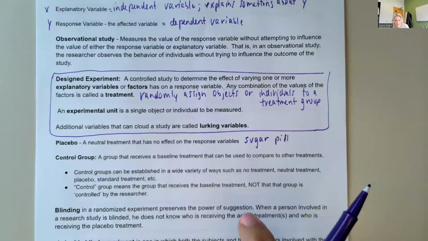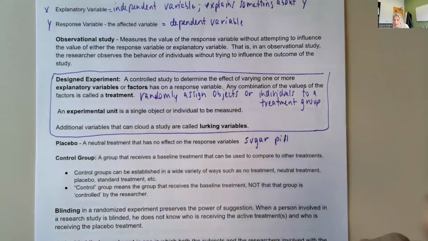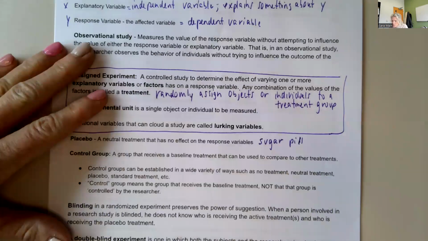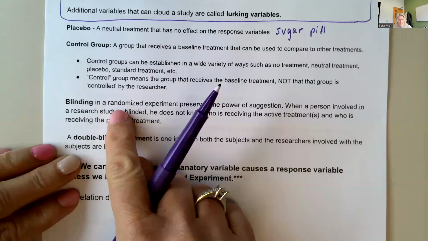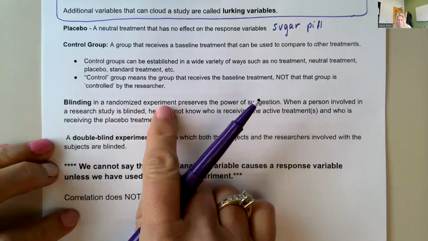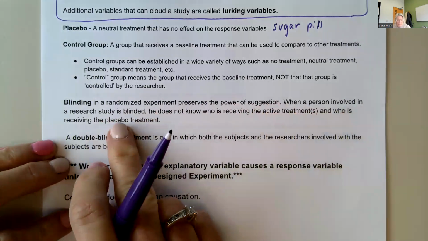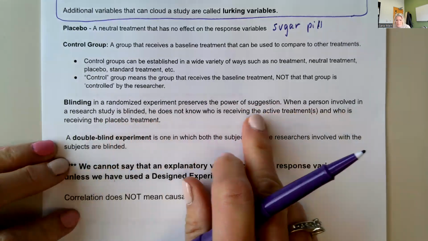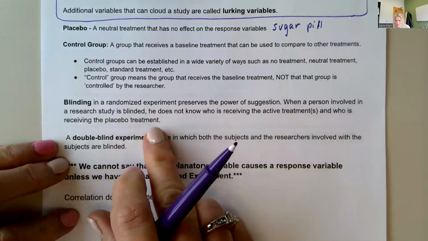Now, I mentioned up here that the sugar pill, sometimes you would maybe do this so that the patient won't know if they're receiving the true treatment medicine or not. That's called blinding. Blinding in a randomized experiment preserves the power of suggestion. When a person involved in a research study is blinded, he does not know who is receiving the active treatment or treatments and who is receiving the placebo treatment.